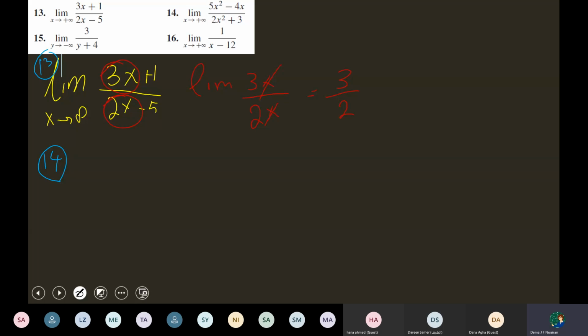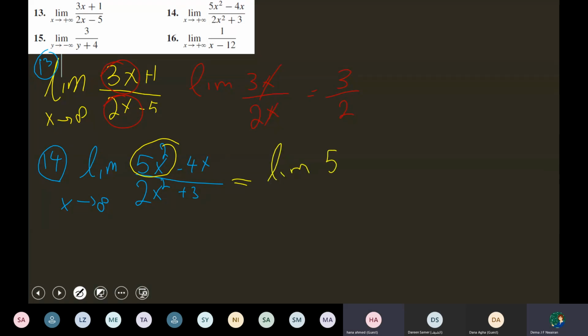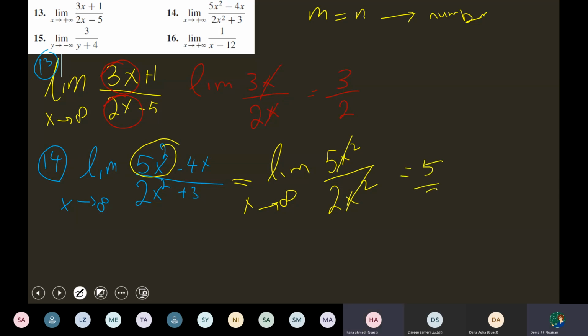Now number 14. In number 14 here, we have the limit of 5x squared minus 4x over 2x squared plus 3 when x approaches infinity now. What is the highest power in the numerator? 5x to the power 2, it is 5x squared. Down, it is 2x squared. Then, as we see, m here is equal to n. So the answer must be a number. What will it be? 5 over 2.